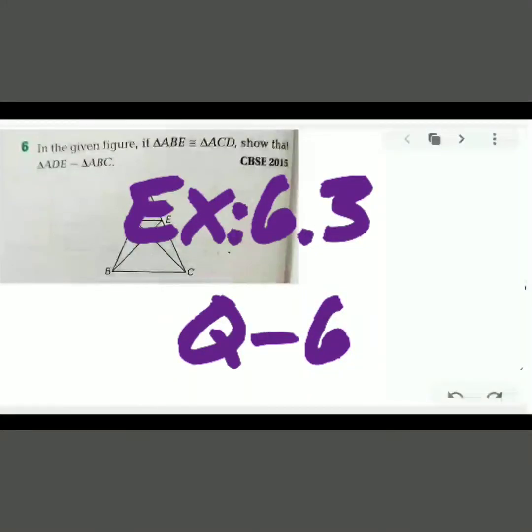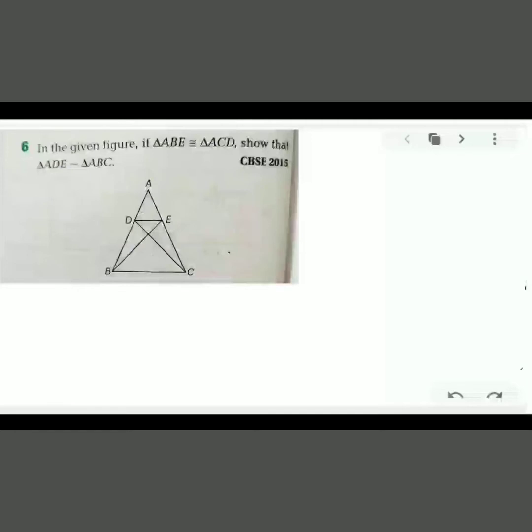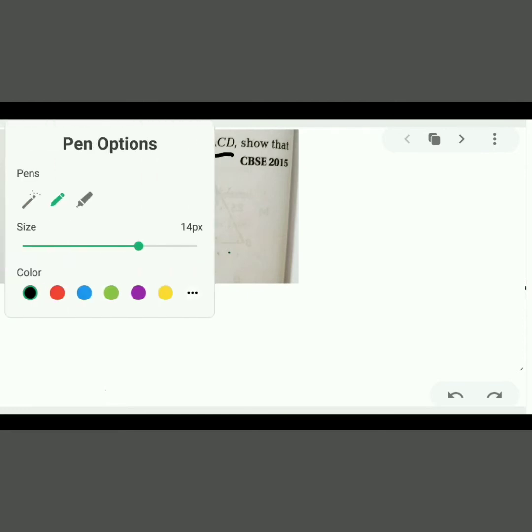So this is question number 6 of exercise 6.3. As you can see over here, two triangles are given. Triangle ABE is congruent to triangle ACD. So how can we prove it? First we will write our given, that is, what is given to us.